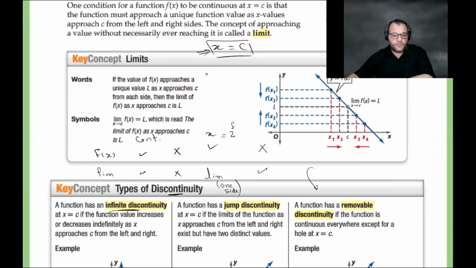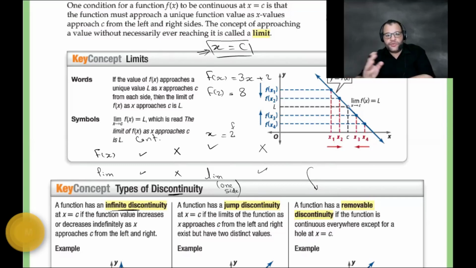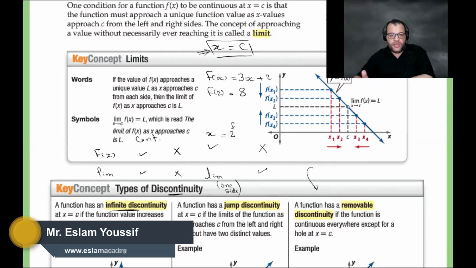Again, for this one, suppose we have a function f(x) = 3x + 2. You need to find the value at 2. Just replace x with 2. So 3 times 2 equals 6, plus 2 equals 8. Now we need to find the limit. What is the meaning of limit? The closest value to 2, when x is closest to 2. What is the meaning of closest to 2? It means 1.9, 1.99, 1.999.